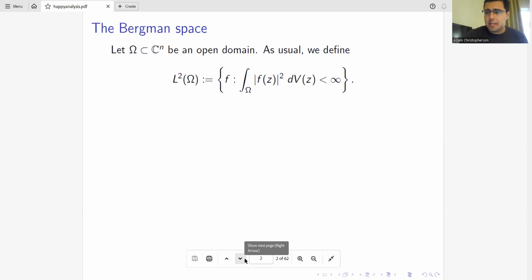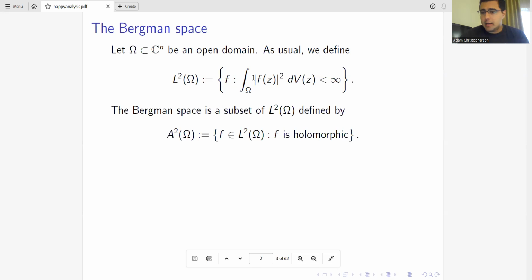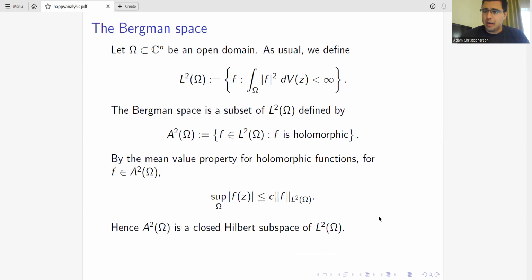As usual, we have the space of square integrable functions denoted L2 and equipped with the usual L2 norm, of course, the square root of what's on the right-hand side here. We take a look at the subset of L2 functions which are holomorphic, and we denote that space A2, think A for analytic. And A2 is equipped with the supremum norm. A very important result shows that the supremum norm is in fact connected to the L2 norm in the following way. By the mean value property for holomorphic or harmonic functions, the supremum on the domain omega is dominated by the L2 norm of f, and therefore A2 of omega is a closed Hilbert subspace of L2 of omega.